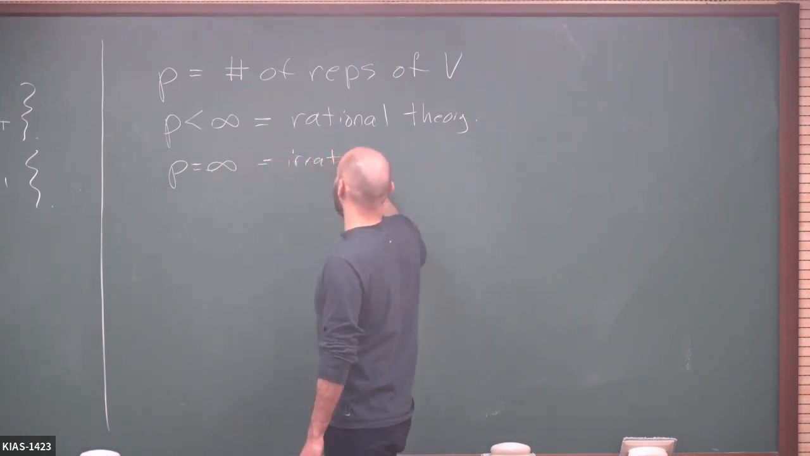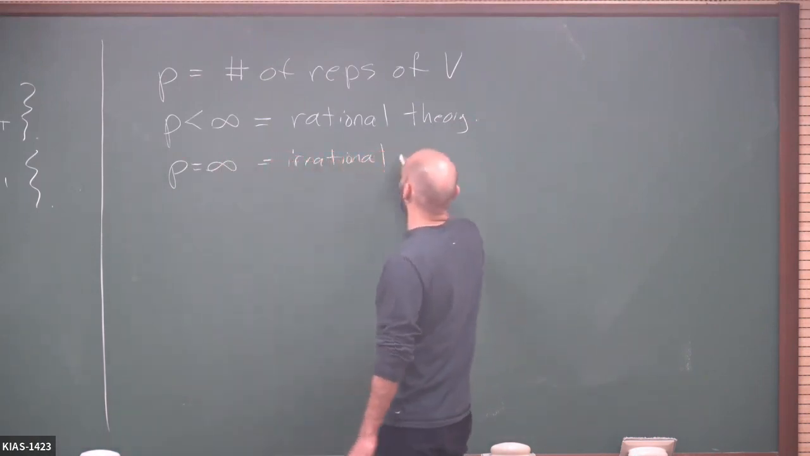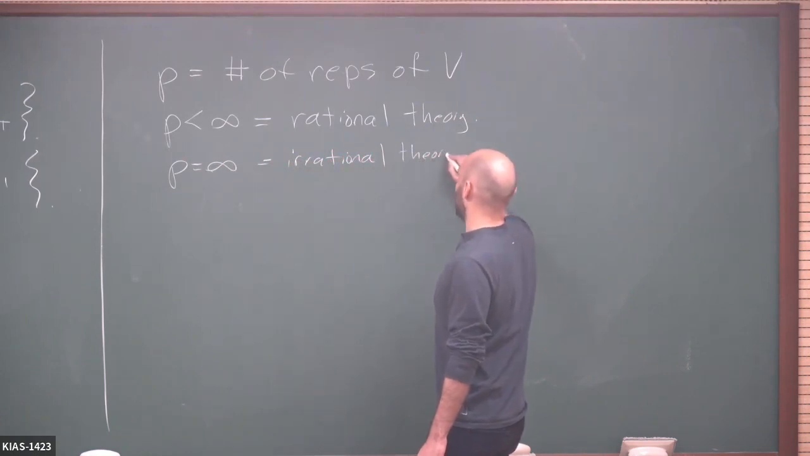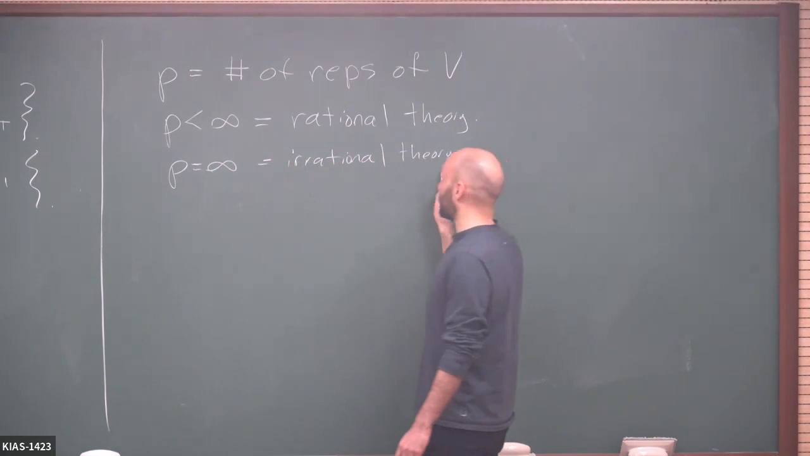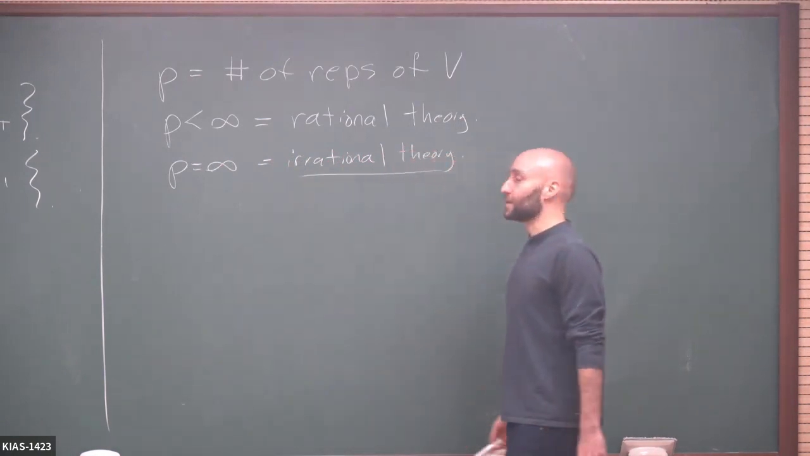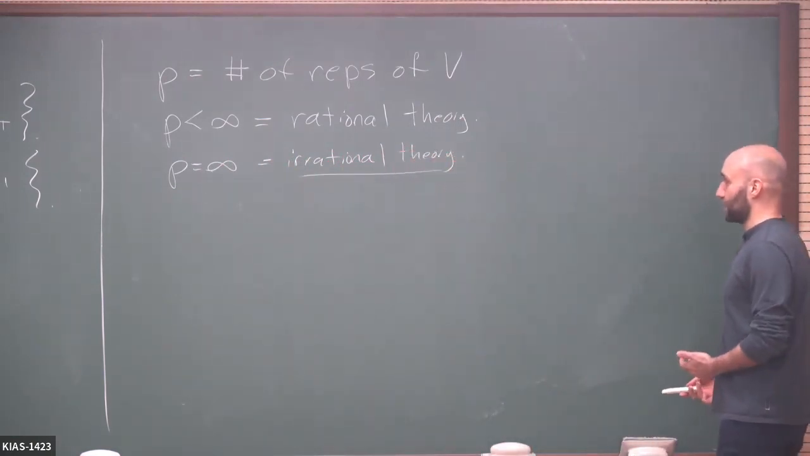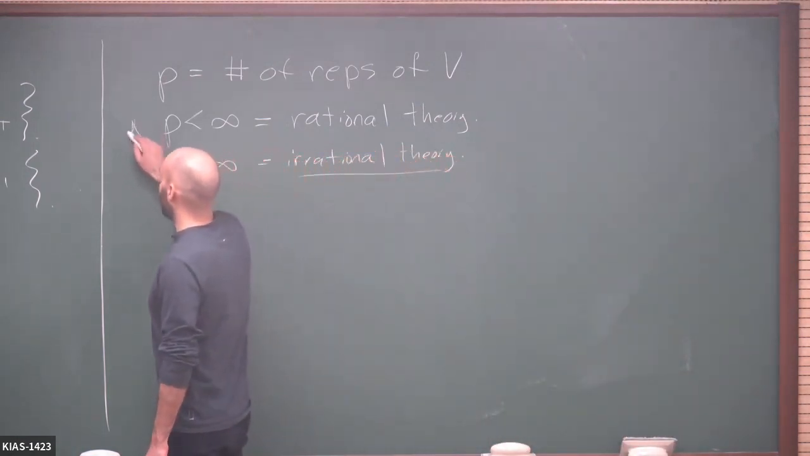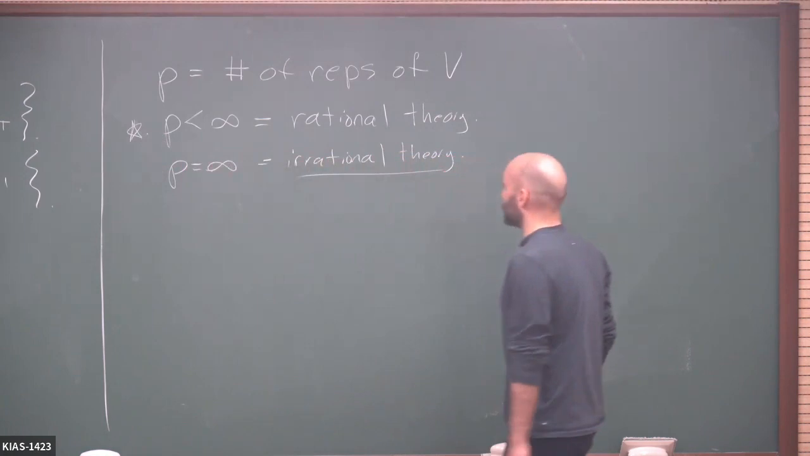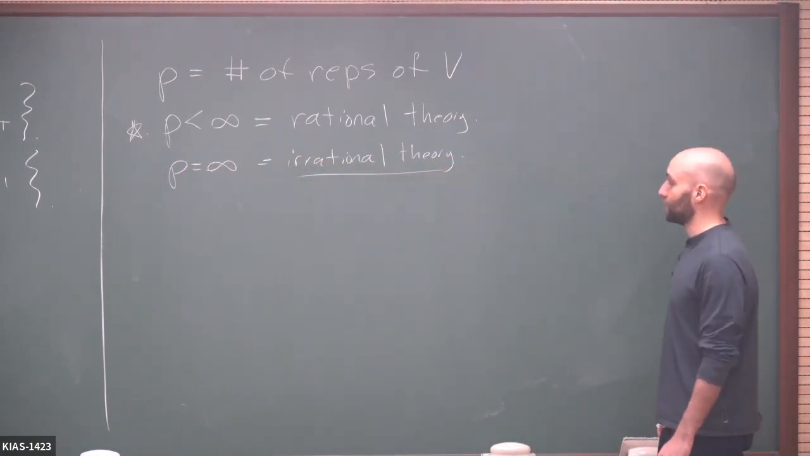When P is infinity, that's what's known as an irrational theory. And these are exceedingly hard to come by. We have some examples, but far fewer than we'd like to have. So I'll keep with most studies of 2D CFT and stick to rational theories.